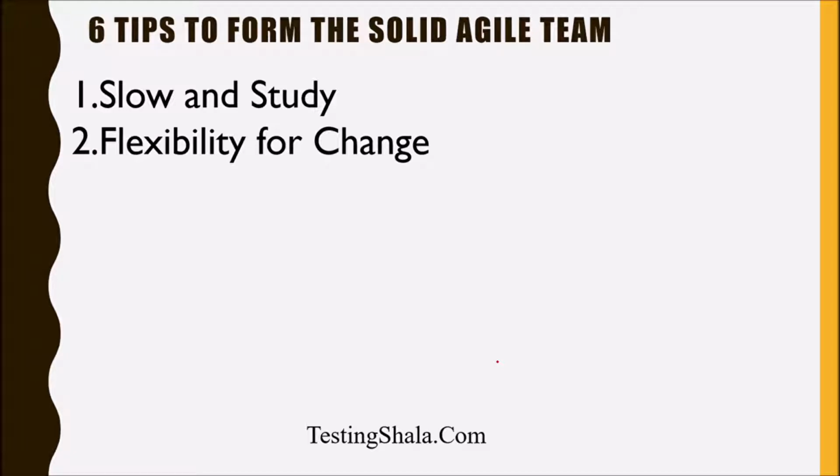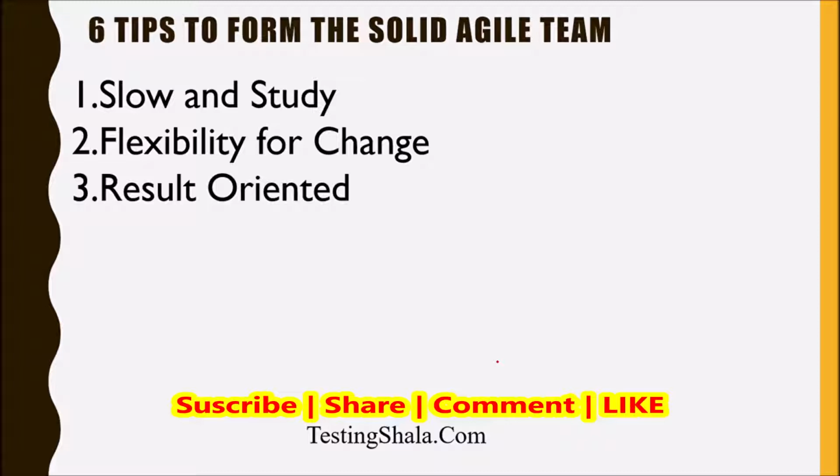Then let's move on to the third important tip, which is being result oriented. You should be result oriented all the time. You should focus on the results and the outcome from this agile team. If you are not result oriented, then you cannot build a solid team, because you need to take care of what the agile team is really doing, what their outcome is on a sprint basis, and whether they really achieve whatever they wanted to achieve. You should give a free hand to the team and help them solve the problem in a more innovative way.